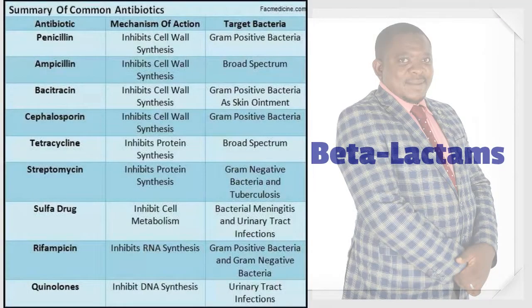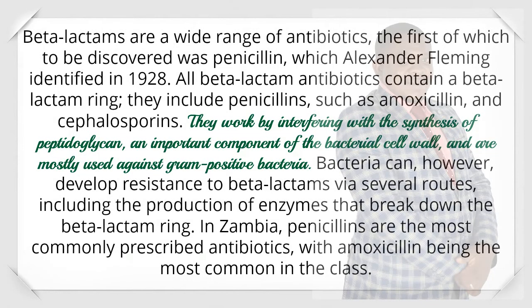Beta-lactams. Beta-lactams are a wide range of antibiotics, the first of which to be discovered was penicillin, which Alexander Fleming identified in 1928. All beta-lactam antibiotics contain a beta-lactam ring. They include penicillins, such as amoxicillin, and cephalosporins.